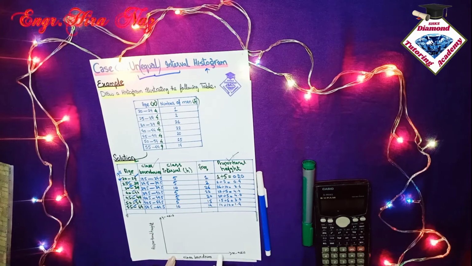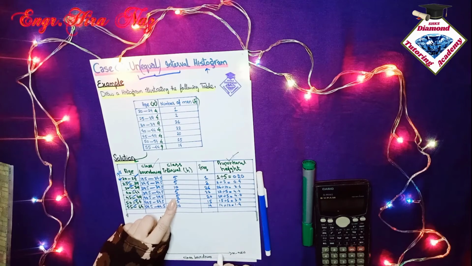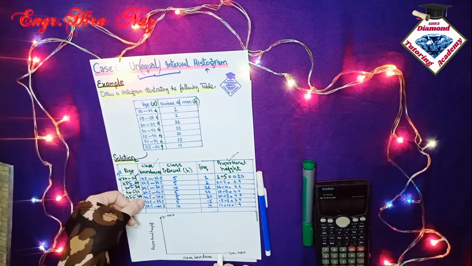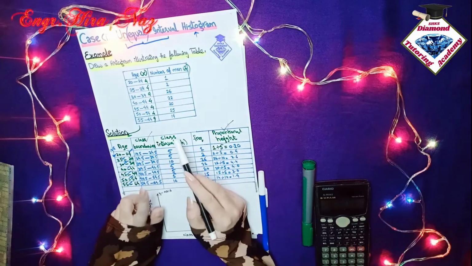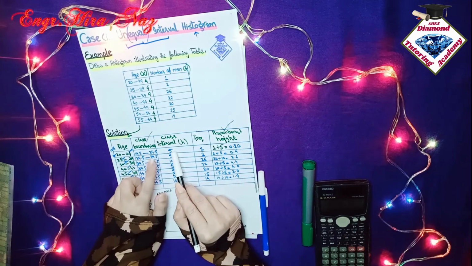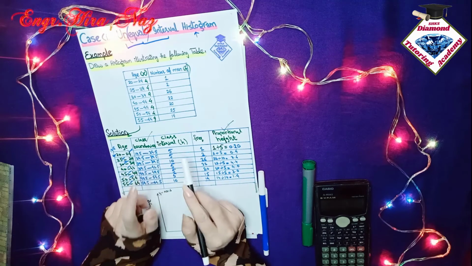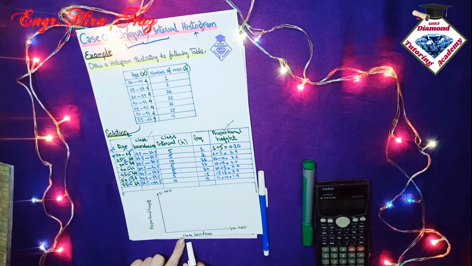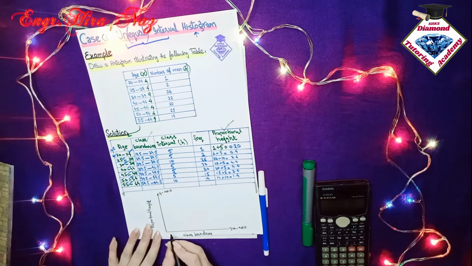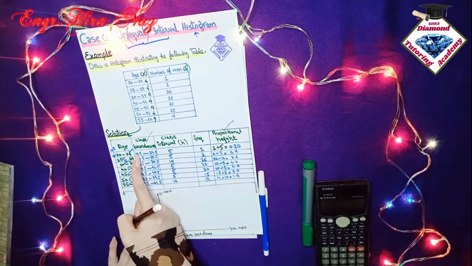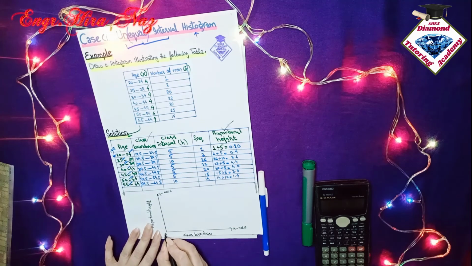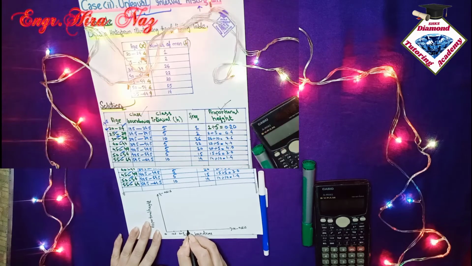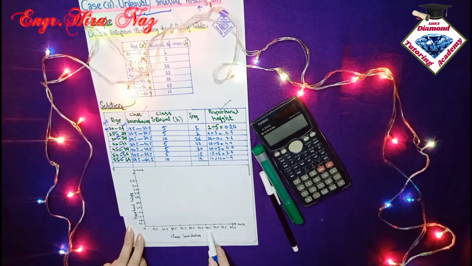First come to the x-axis. Here for the x-axis we are going to plot class boundaries, and the minimum gap for class boundaries is 5. So we plot values on the x-axis with the gap of 5. Understand? So our first value is here 19.5. So this is 0 and this is 19.5. Next is 24.5. Now our scaling for the x-axis is done.